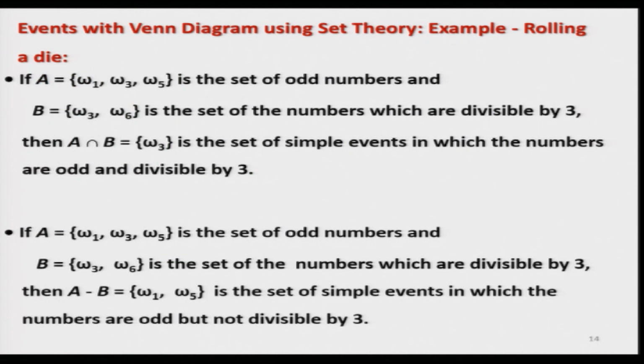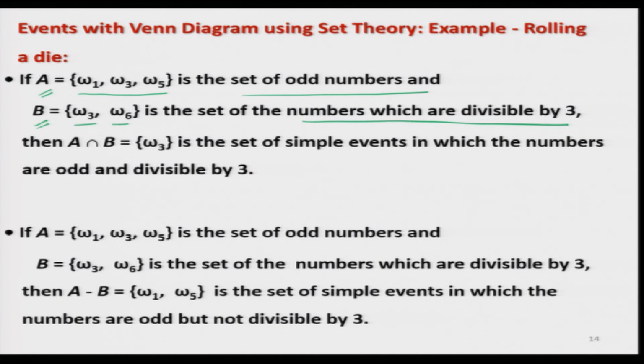Now I take one more example and create an event A, which is the set of all the odd numbers 1, 3 and 5 out of capital omega. So this will have 3 sample points omega 1, omega 3 and omega 5, and we define the same event B, which consists of those numbers which are divisible by 3. So there are two numbers 3 and 6 which are divisible by 3. So this B is the collection of 2 points omega 3 and omega 6.